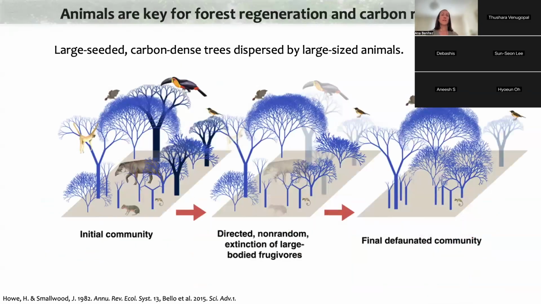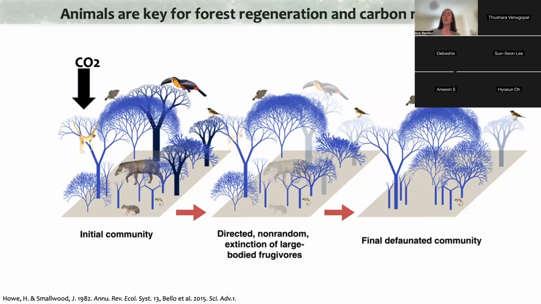So we could expect that from an initial community to another one where most of the large-bodied frugivores are lost, there could be a shift in the composition of tropical forests, first from animal-dispersed to wind-dispersed species, and then also from large-seeded animal-dispersed plant species to small-seeded plant species. Because, as I mentioned, these large-seeded plant species normally store more carbon, we could also expect changes in the ability of tropical forests to store carbon.